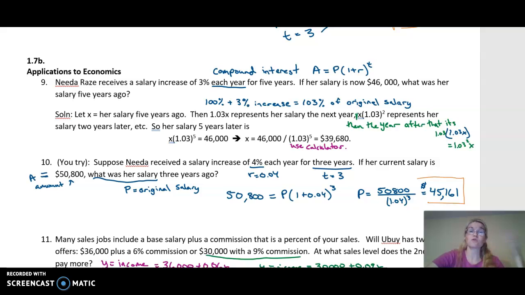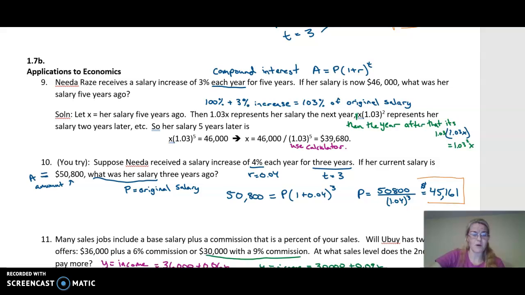A is the future amount. P is called the principal, the original amount. 100% of her salary plus the R rate that she's getting is raised, all raised to the exponent of t, time. So this one is definitely calculator heavy.